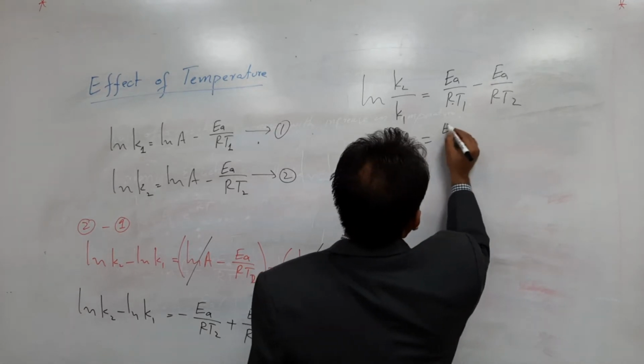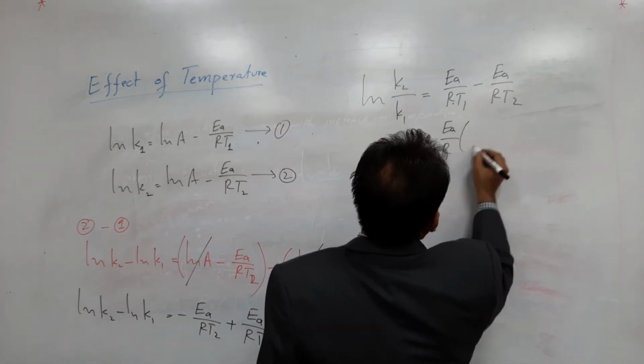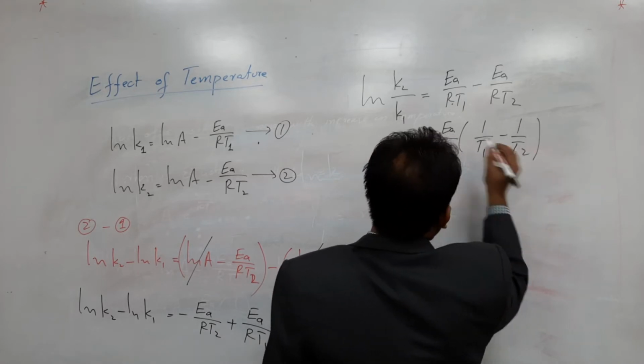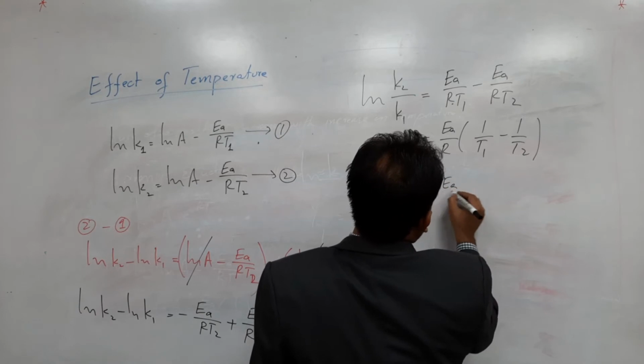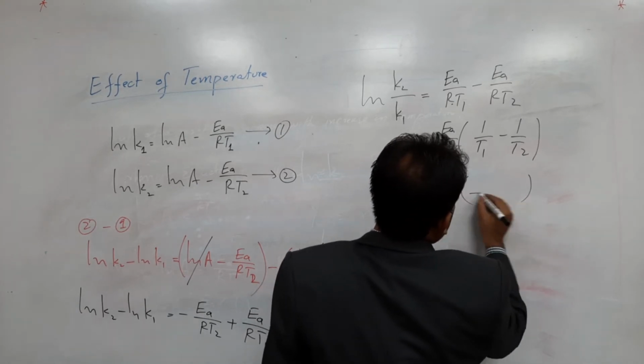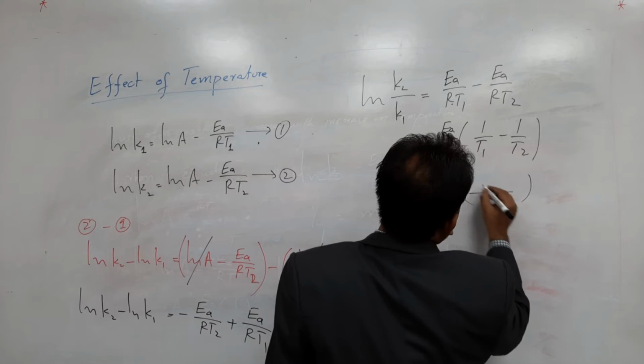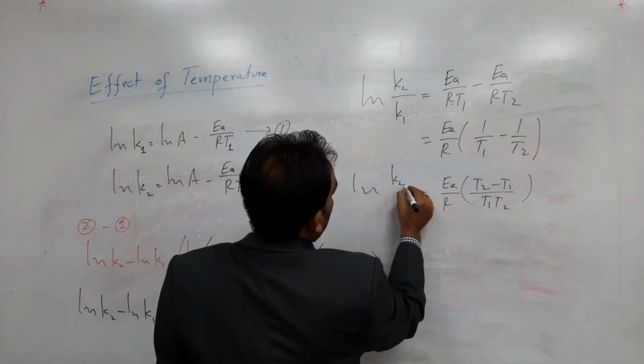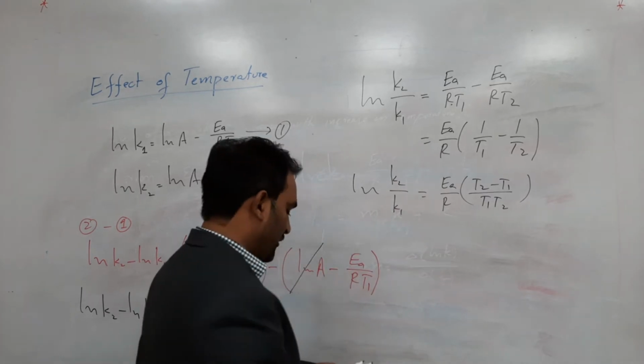Here you have EA over R as common. You have 1 over T1 minus 1 over T2. This equation will also be written as T1 T2 over T2 minus T1 natural log of K2 over K1. This is your equation.